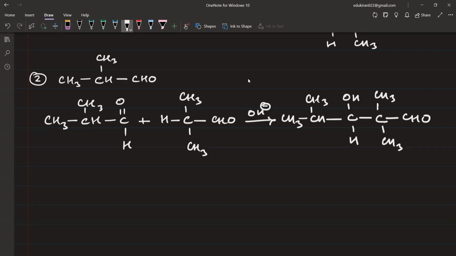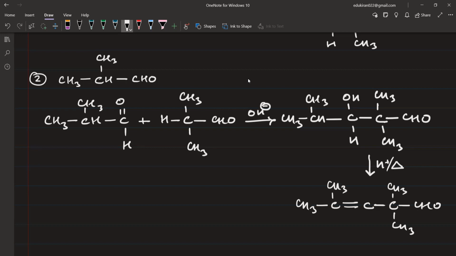Okay. Now please see if you are going to heat this one. What is going to happen now? Tell me. See, here we don't have any hydrogens remaining, right? Here we don't have any hydrogens. So what is going to happen? This OH and this hydrogen is going to cleave. So we'll get CH3 double bond carbon, CHO.